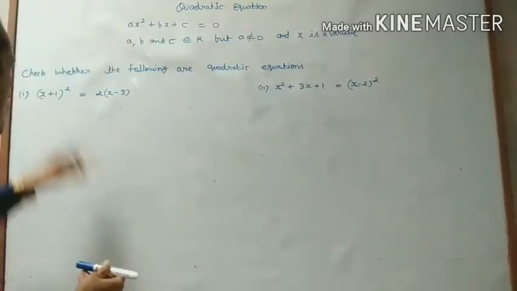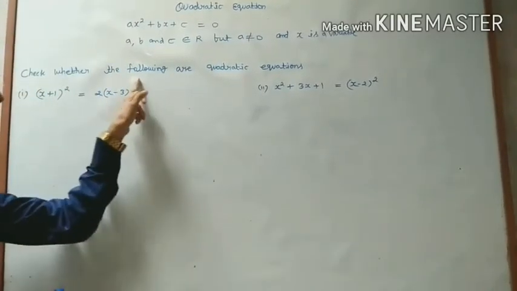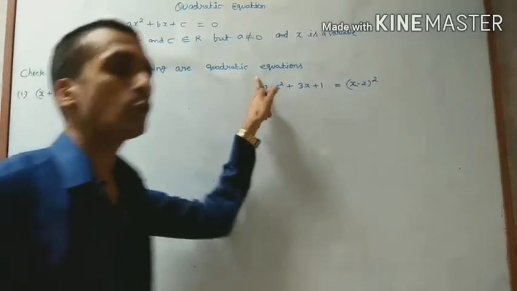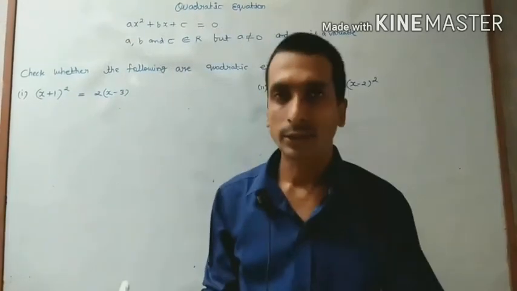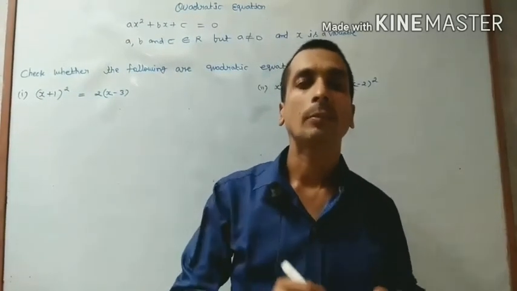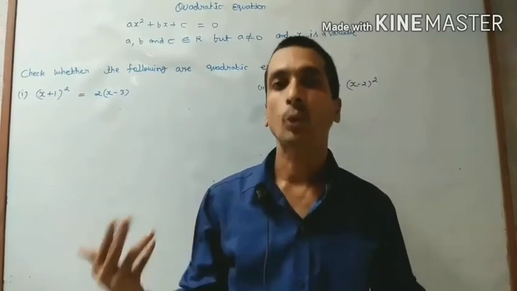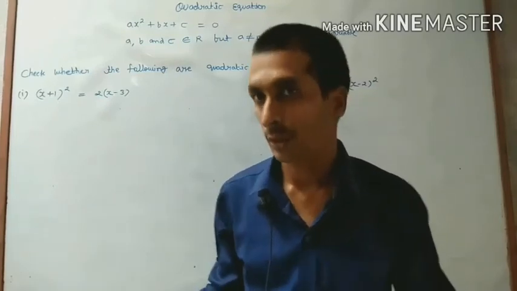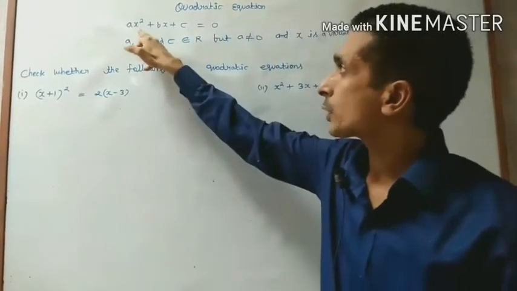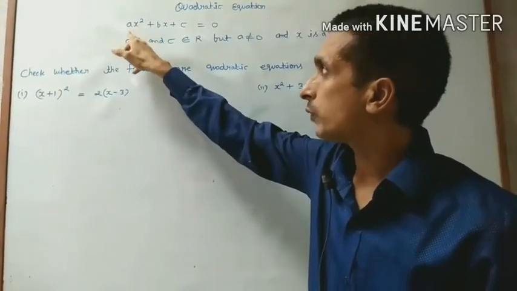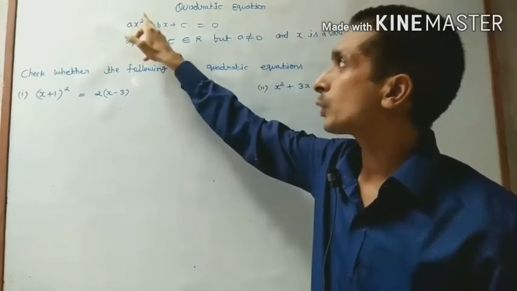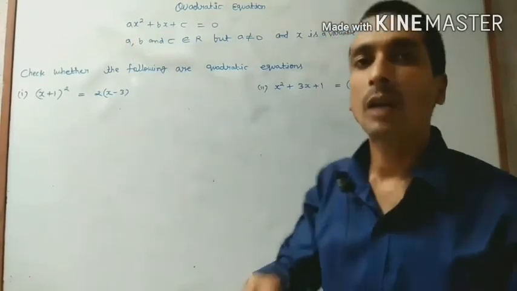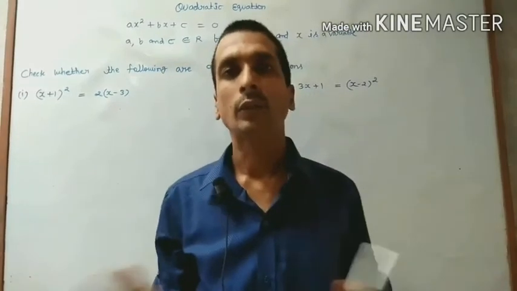4.1, that is the first question here. Check whether the following are quadratic equations. हमें यह पता करना है कि ये क्वाड्रेटिक इक्वेशन है या नहीं है. अभी तक हमने समझा क्वाड्रेटिक इक्वेशन का मीन्स क्या है कि हाईएस्ट पावर 2. If you have the highest power 2, that means it is a quadratic equation. You can see here in this equation form, ax square is a compulsion. So if any variable has the power 2, definitely that is a quadratic form.